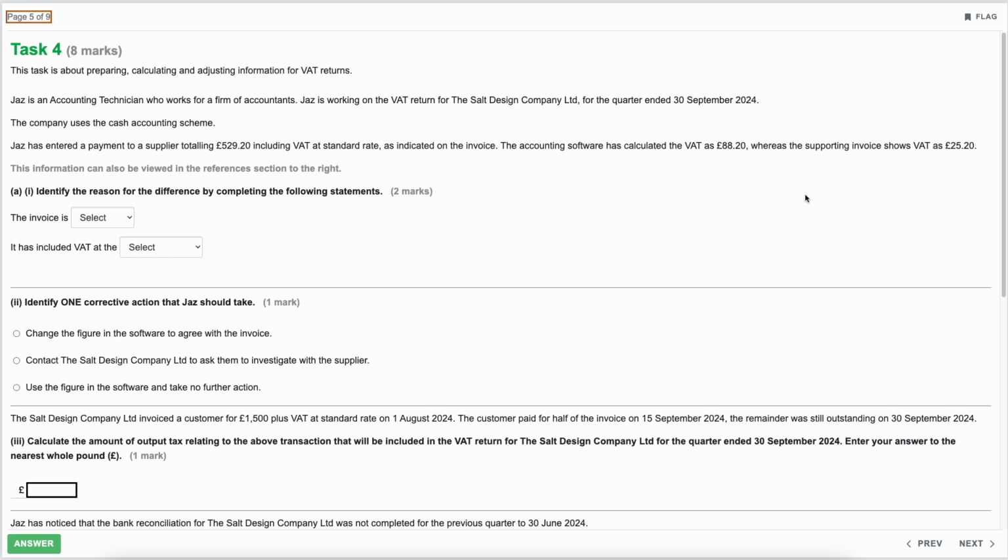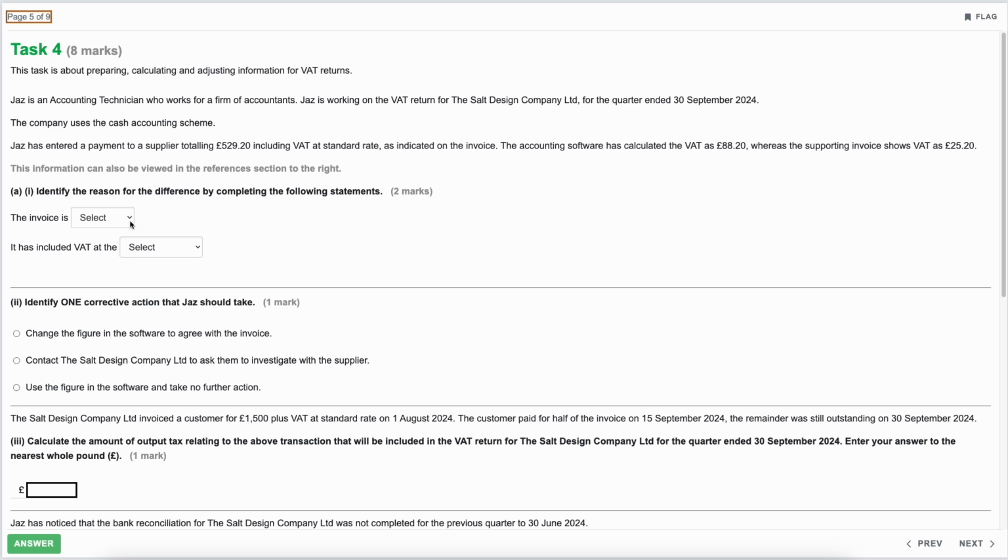Jazz has entered a payment to a supplier totalling £529.20, including VAT, at a standard rate, as indicated on the invoice. The accounting software has calculated the VAT as £88.20. Whereas the supporting invoice shows VAT as £25.20. Part A then, identify the reason for the difference by completing the following statements for 2 marks.